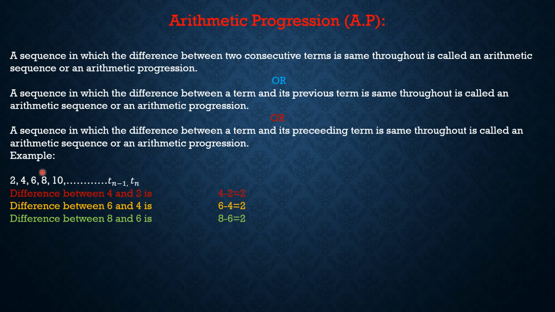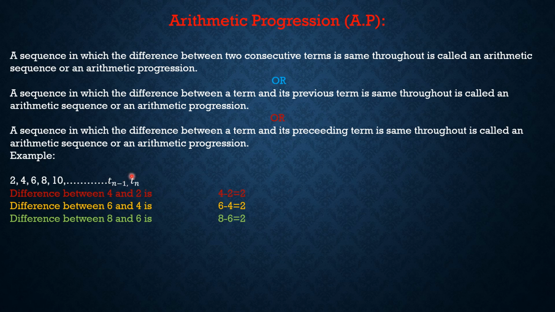No matter whichever two consecutive terms we take, the difference is coming same. Same 2. So we can say it is a constant. The difference between any two terms is a constant. It does not change. For example, 4 minus 2 is 2. Can 6 minus 4 be 3? No. 6 minus 4 is also 2. 8 minus 6 is also 2. Means the same constant difference is coming.